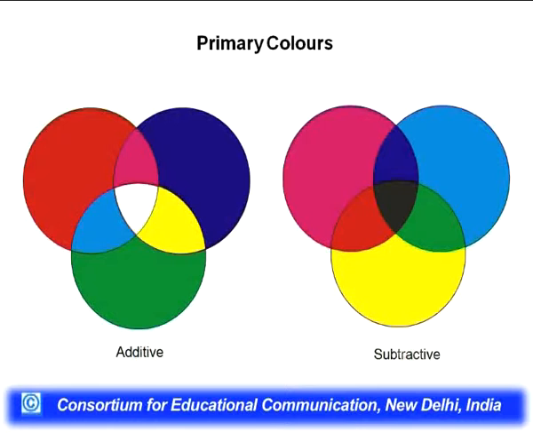So today we have just learned the physical aspects of colors, just to differentiate between primary colors of light and primary colors of pigment.